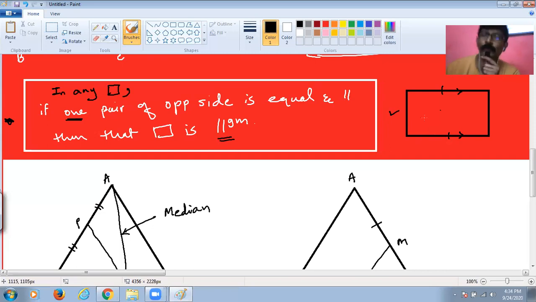You understood? When do we call any quadrilateral a parallelogram? It may be that this is the particular quadrilateral, and this side would be equal to this side, and this line would be parallel to this line. Then we will call this quadrilateral a parallelogram. That's a very important property, guys. Please note down this property quickly in your book. Hurry up.